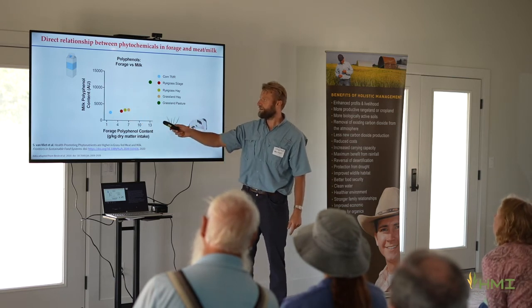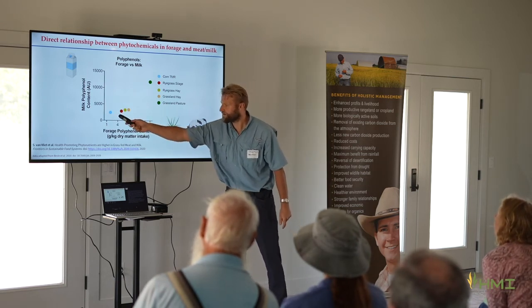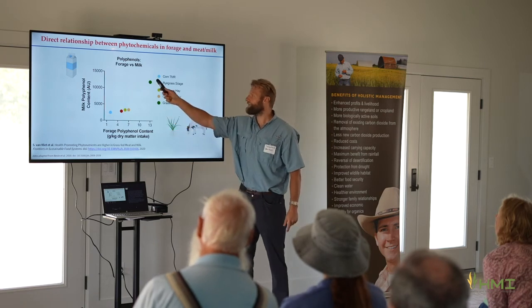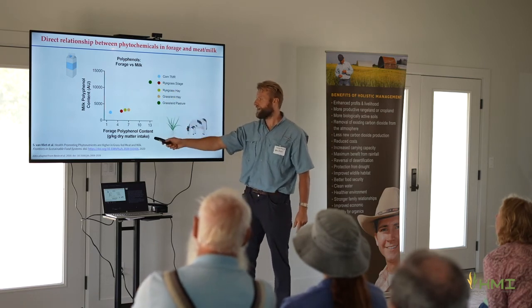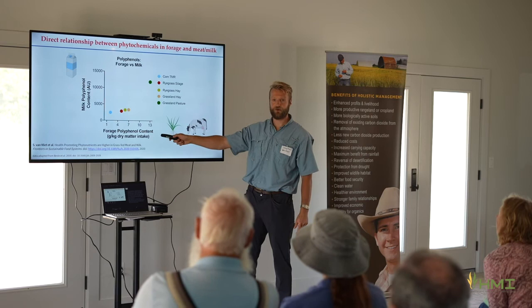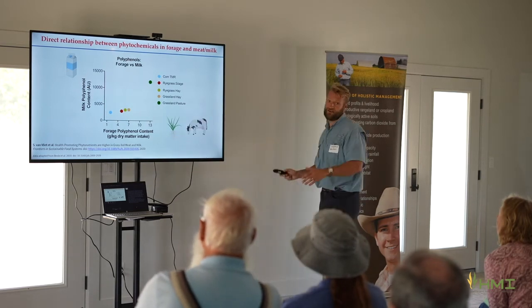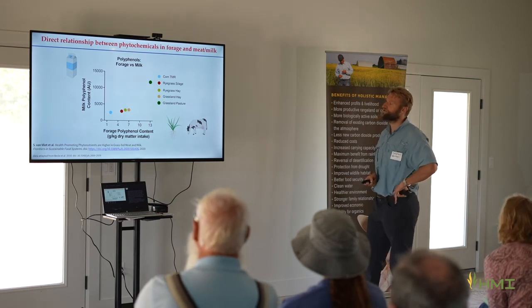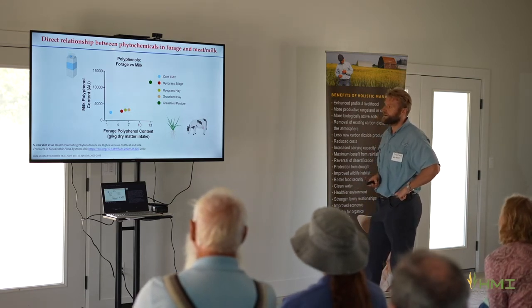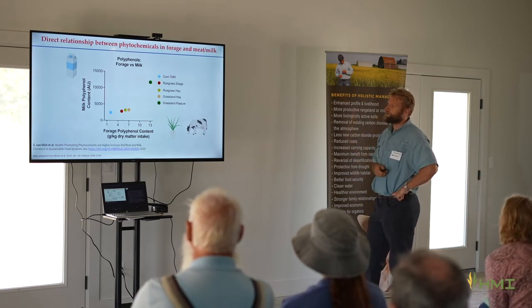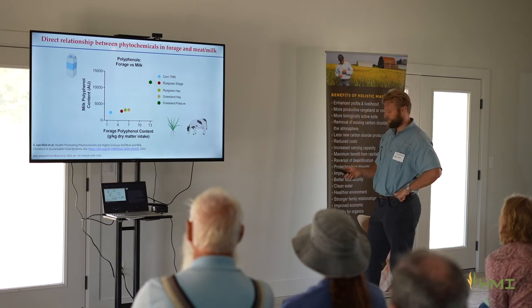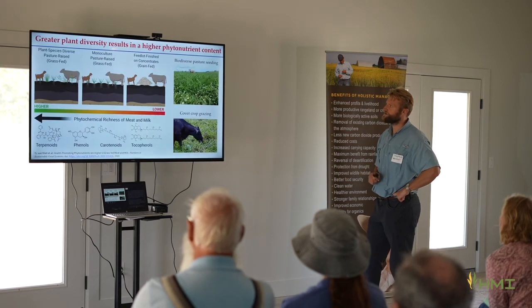The silage, the hay, corn total mixed ration is lowest. And then all the way up here is grass and pasture. So higher polyphenols in the forage equals higher polyphenols in your milk. And so there's a strong direct relationship there. As you can see, the grass and pasture is way up there compared to the others. So there's a direct relationship.